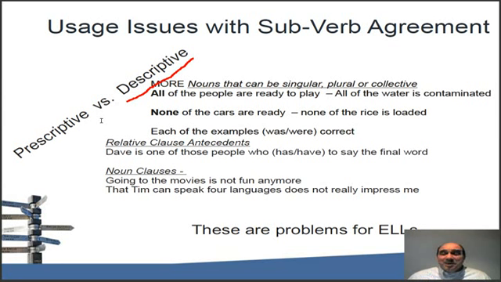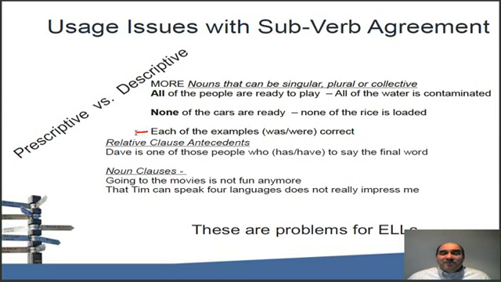All right, back to subject-verb agreement. More nouns that can be singular, plural, or collective. All is another word. All of the people. People is plural, therefore are. All of the water. Water is non-count, therefore it's going to be is. Okay, your students are going to have trouble with this. Native speakers have trouble with this. So you want to prepare yourself for teaching students these things. None would be another one. None of the cars are ready. None of the rice is loaded. Okay, again, it could be singular, it could be plural, right?